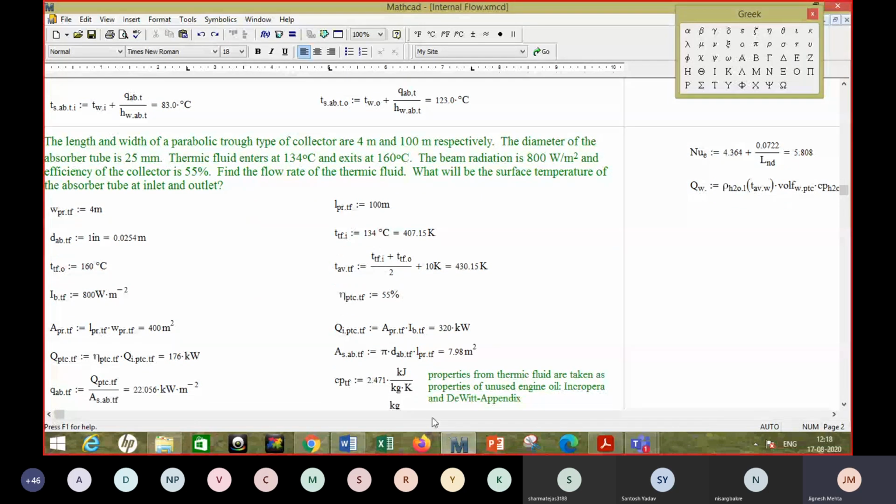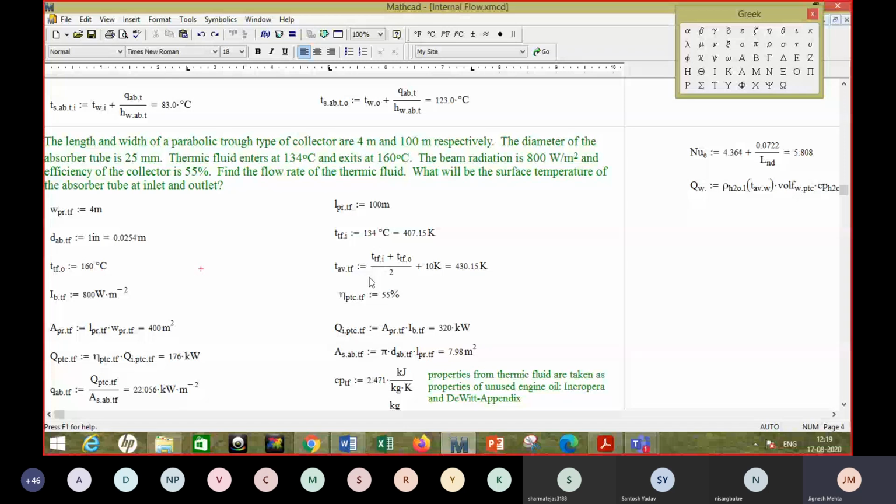So width of the trough and length of the trough. You could see those parabolic troughs were really very big in size. Of course, here we have not taken a very big size. Width is 4 meters and the total length is 100 meters. And then the receiver tube diameter is 25.4 millimeters, and the thermic fluid inlet temperature is 134 degrees Celsius, and the outlet temperature is 160.